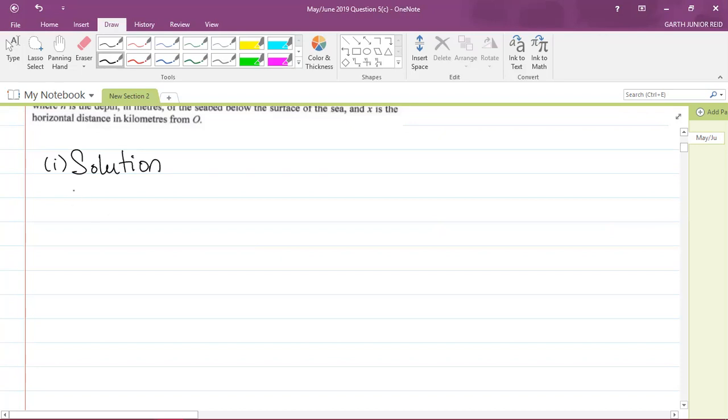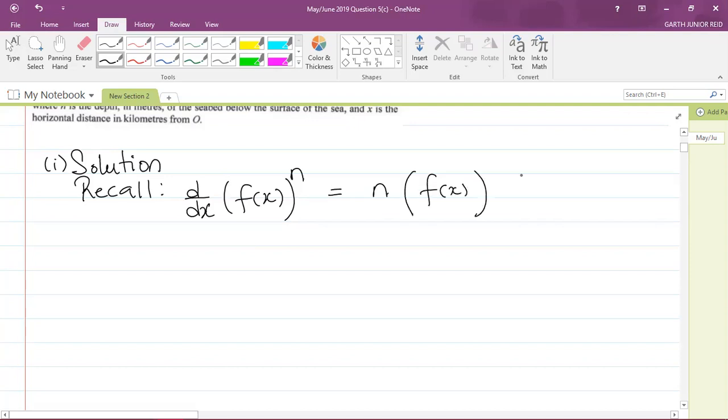Before I get into the derivative, let me just remind you. Recall that whenever we differentiate a function f of x with respect to x, and it is being raised to the power of n, that is going to be equal to n multiplied by the base, that function f of x, with the power decreased by 1, so you get n minus 1, but you must multiply by the derivative of the function, that is f prime of x.